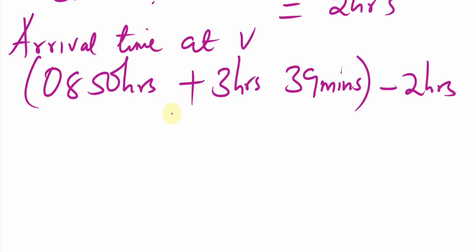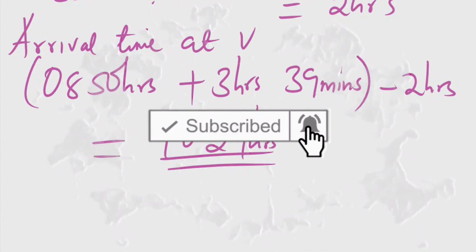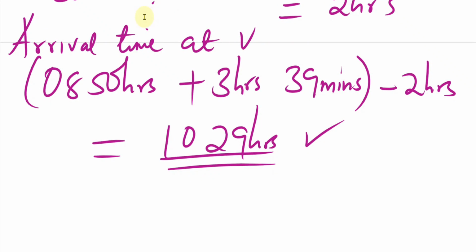So adding these and subtracting 2 hours, this is what you're supposed to get: 1029 hours. So that is the local time at V, and that is how you're supposed to solve that question.